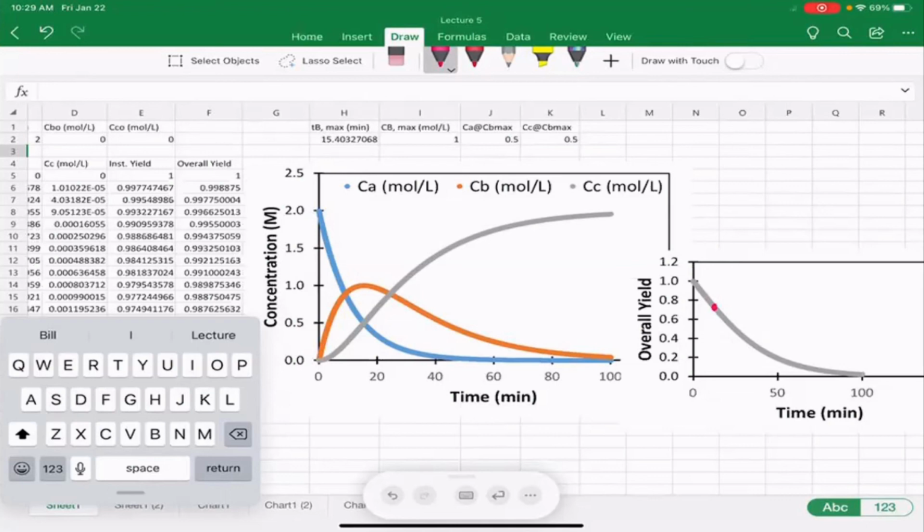And also we've tried to introduce new concepts about yield, and hopefully as we move forward, we can use those to help us design reactors, not just batch reactors, but also as we get into CSTRs and PFRs.